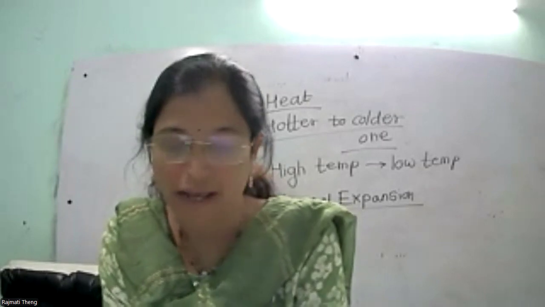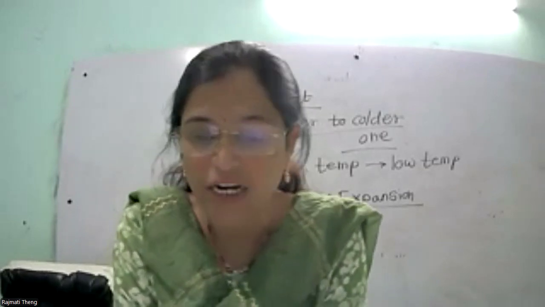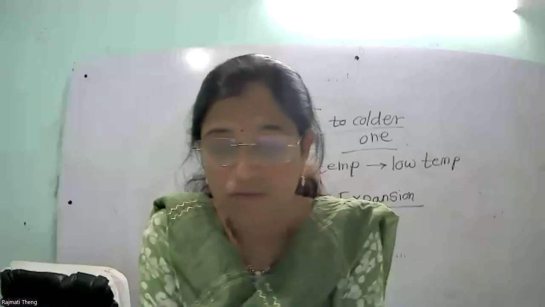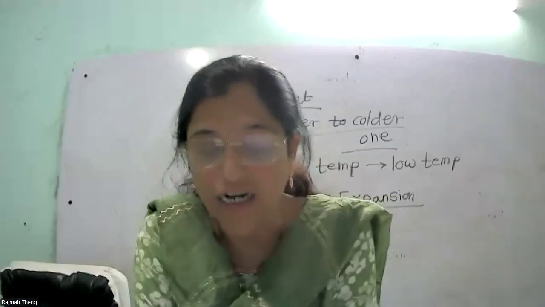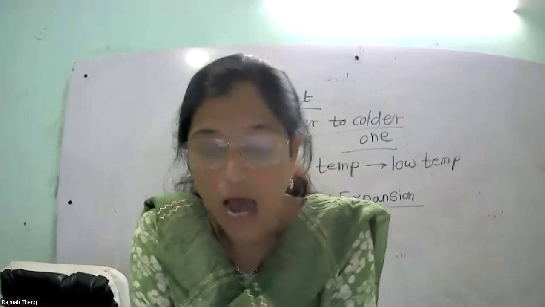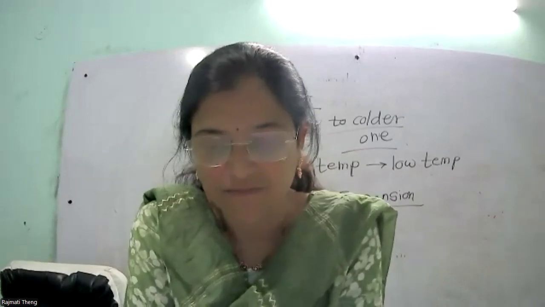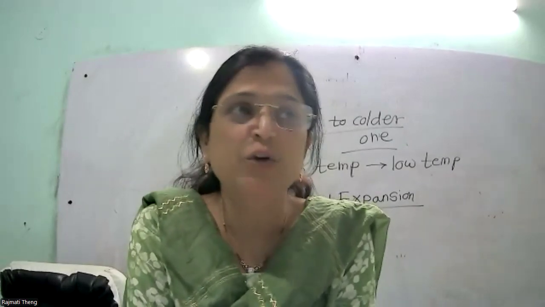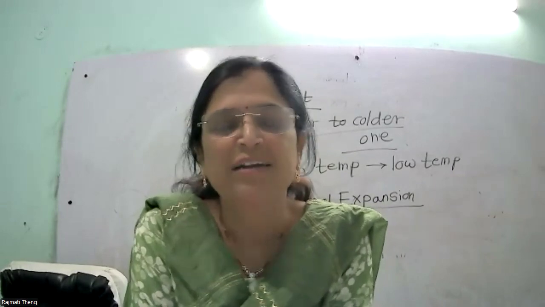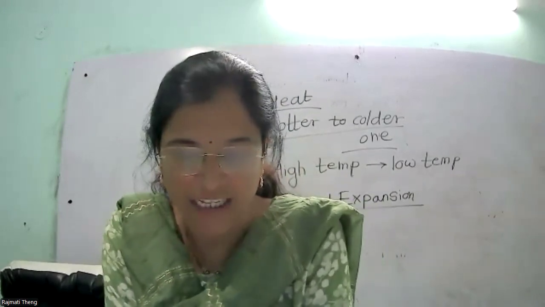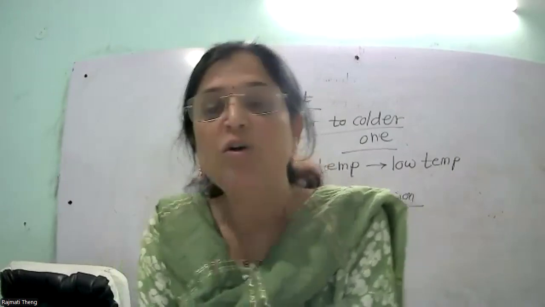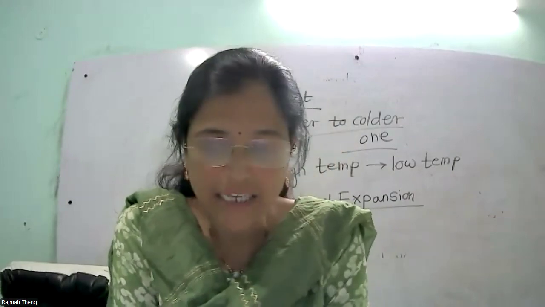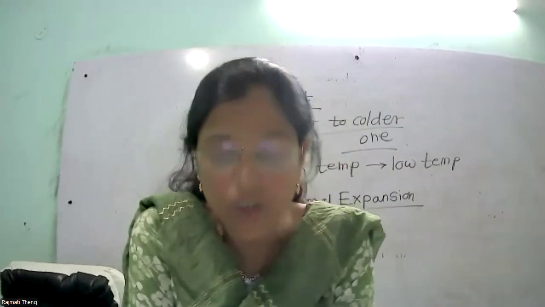So there are two types of material, good conductors of heat and bad conductors of heat. Metals are good conductors of heat and show a high rate of expansion. When we give heat to any metal, the metal expands. So the applications of thermal expansion, where is this thermal expansion used?